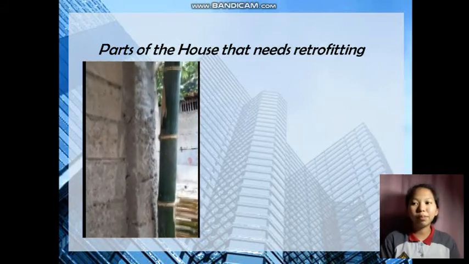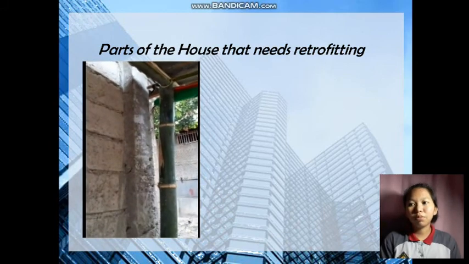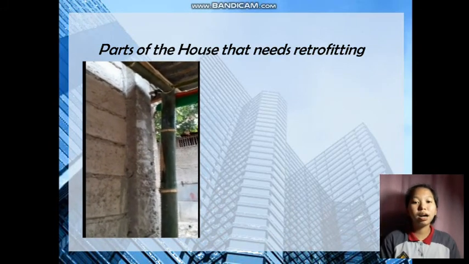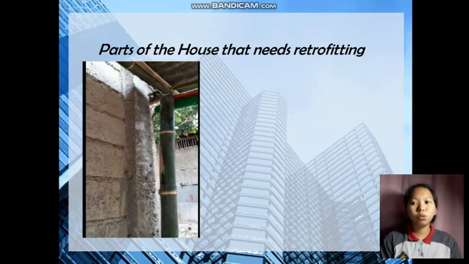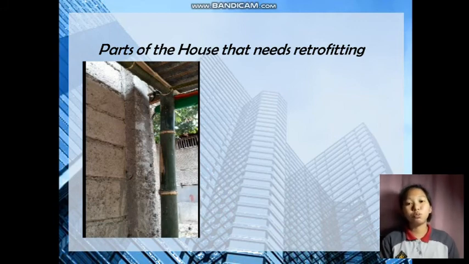Then this is the other view of the wall. It's the same wall pa naman. Yun, may mga lumalabas na bakal sa ating column. So for this column, ang isa sa retrofitting method na pwede natin gamitin dyan is the column jacketing, and the second one naman is the continuous fiber reinforced plate jacketing construction method.